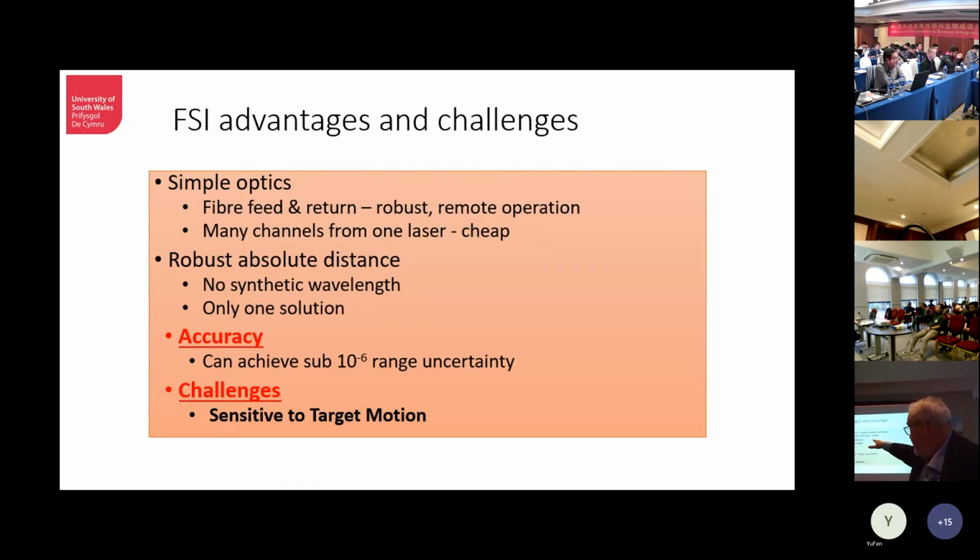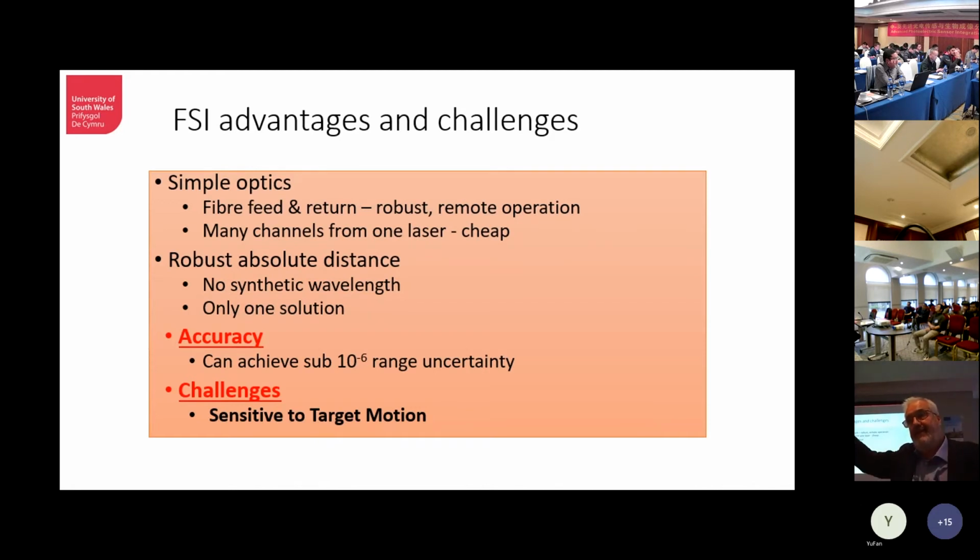So the advantage here is you've got a robust system, with many channels in the one instrument, whereas fringe counting would require separate, say, Renishaw or ML10 systems, each with its own fringe counter. It's impossible to set up and highly costly. It's actually an absolute distance measurement as well.